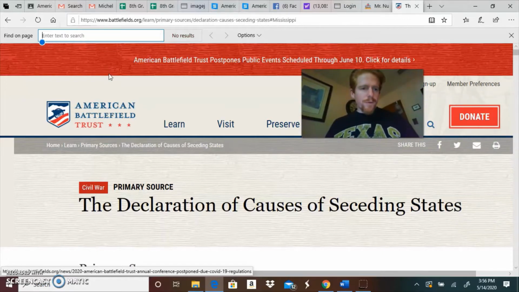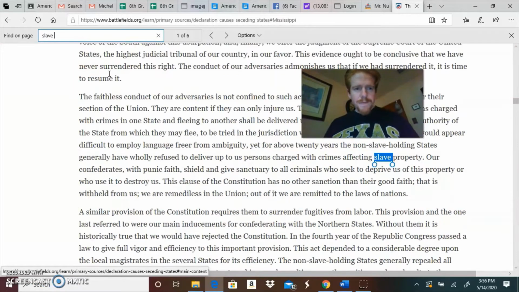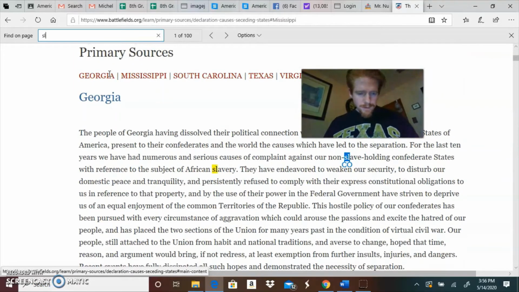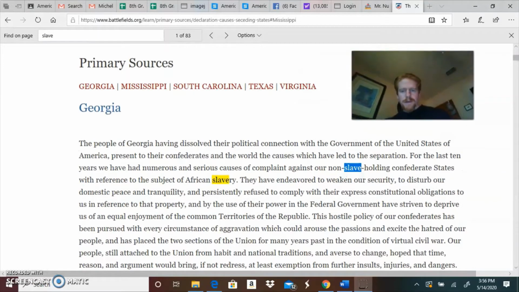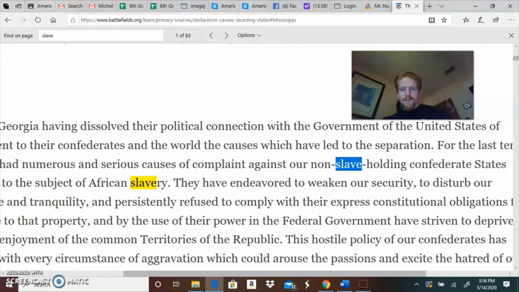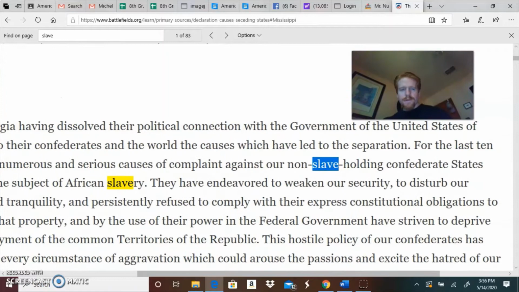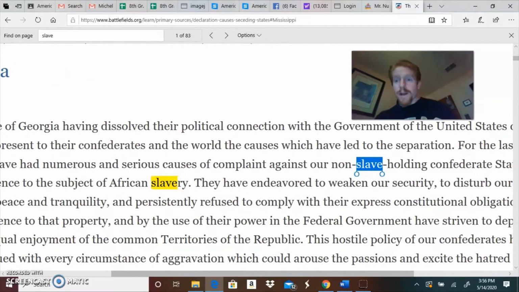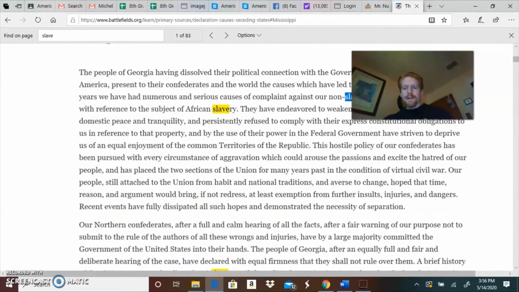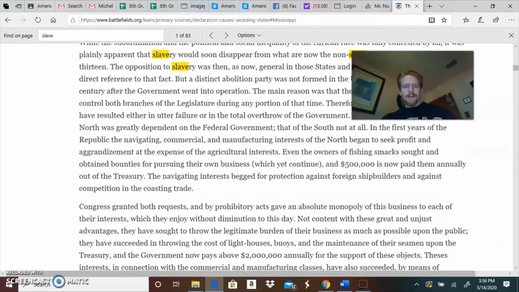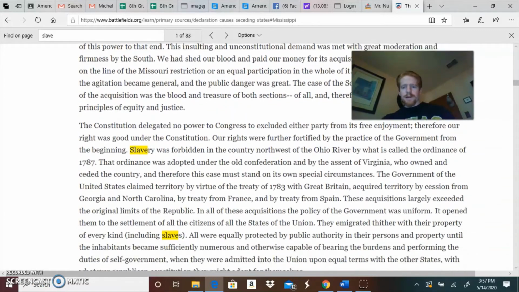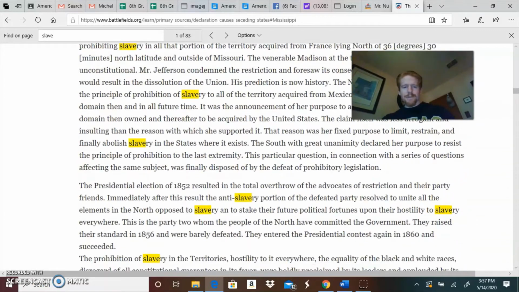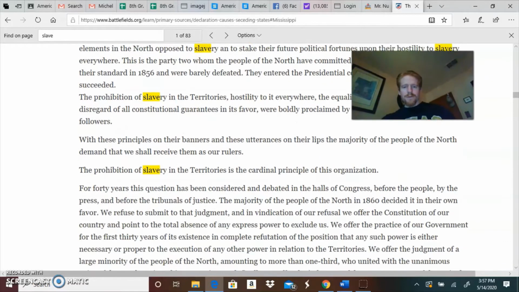But if I put in the word what? Slave? 83 times slave comes up. Alright, so it says cause of complaint against our non-slave holding Confederate States with reference to the subject of what? African slavery. It says it right there. And look at that highlighted in yellow. It comes up a lot. As you can see, it wasn't a small issue.